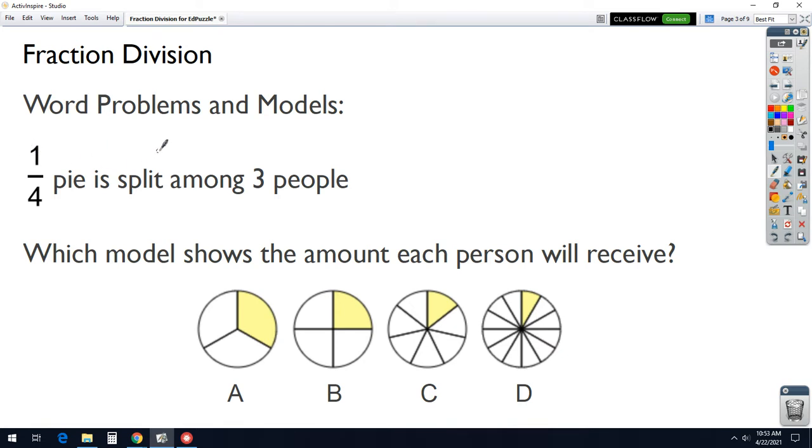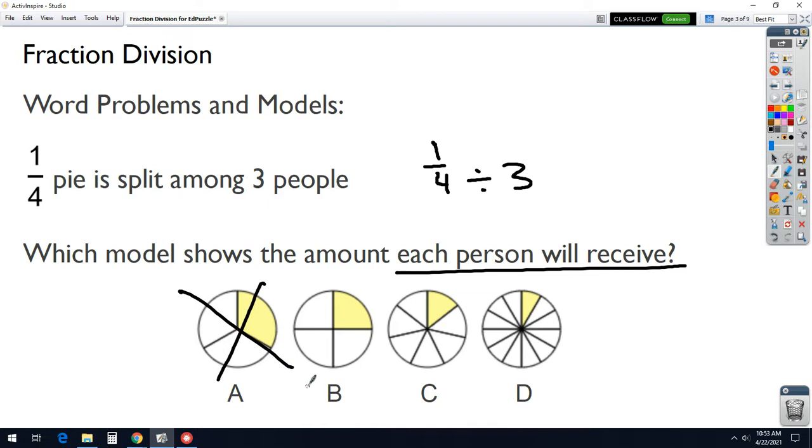Let's do a little word problem here. 1/4 pie is split among 3 people. Which of these models shows how much each person will receive? Well, what can we eliminate right away? We have 1/4 of a pie to start out, and we're going to divide that into 3 parts, right? There's our math problem, 1/4 divided by 3. Well, you're not going to get 1/3 of a pie. That's more than we started with.